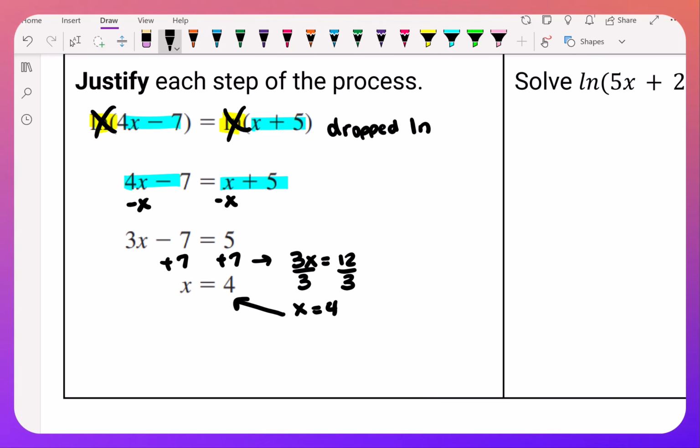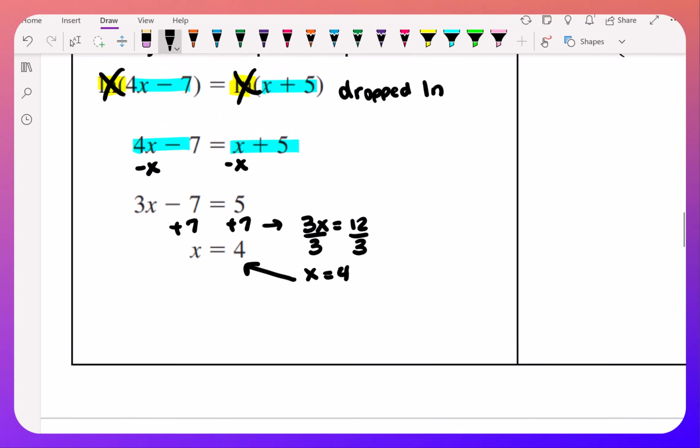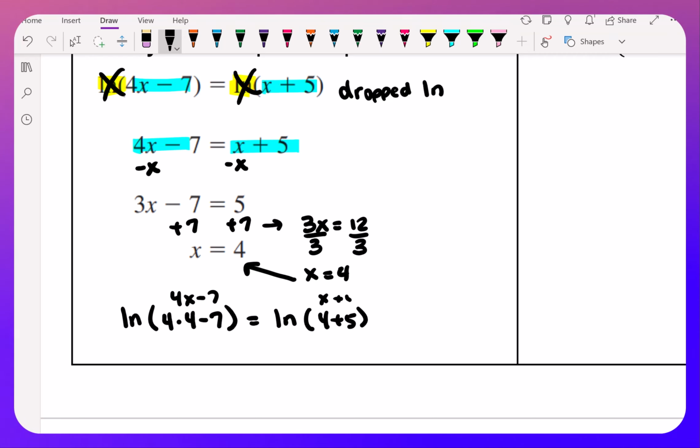Do we have to check our answer? Absolutely. So what you want to do is just do a little spot check. 4 times 4 minus 7. So that used to be 4x minus 7. And this is the natural log of 4 plus 5. And that used to be x plus 5. So you have to take your answer and plug it in for x here and here, and just make sure that these natural logs are equal to each other. So 16 minus 7, that's going to be 9. And over here, natural log of 9.